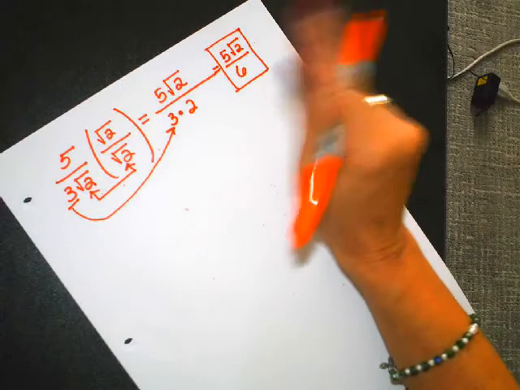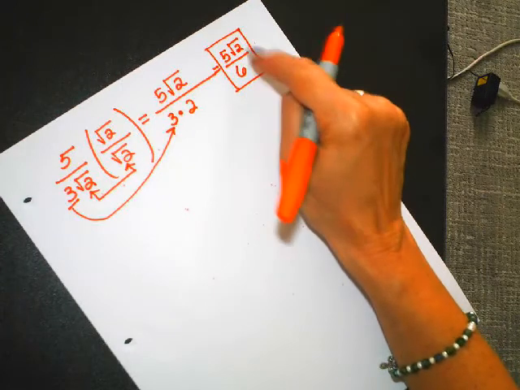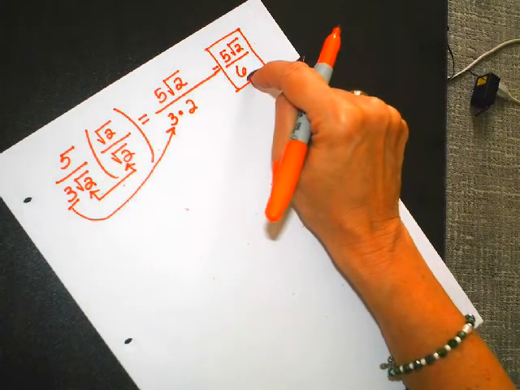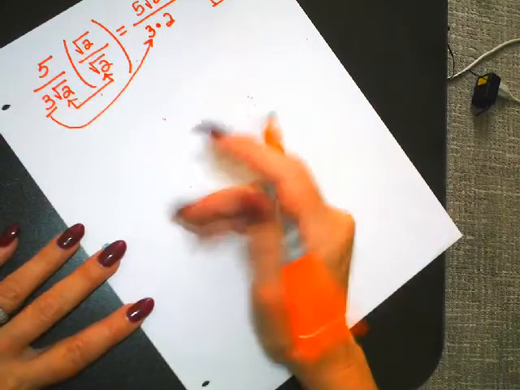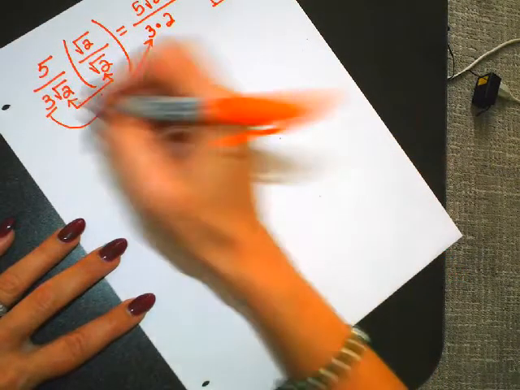Now, you might say, wait a minute, can I reduce 2 and 6? Oh, no, no, no, because this is a radical and this is not. Let's try another one.